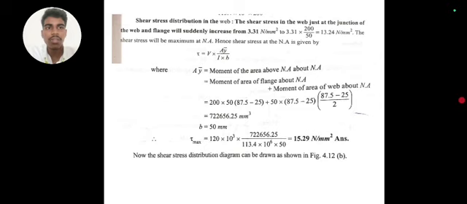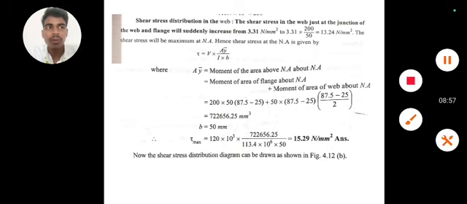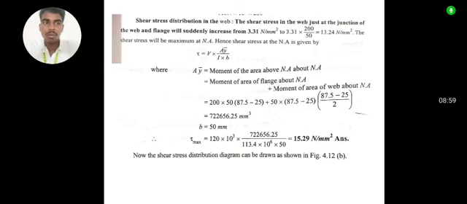200 into 50 into (87.5 minus 25) plus 50 into (87.5 minus 25) into (87.5 minus 25) divided by 2, which is equal to 722,656.25 mm³. B is equal to 50 mm, the width.